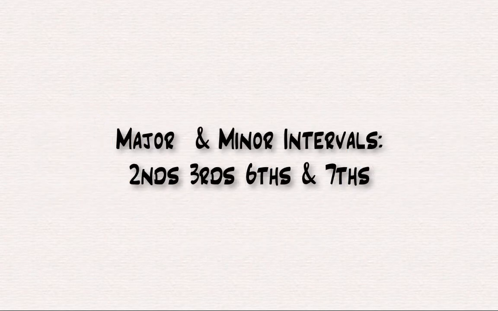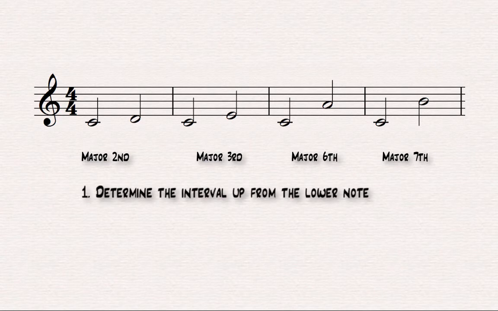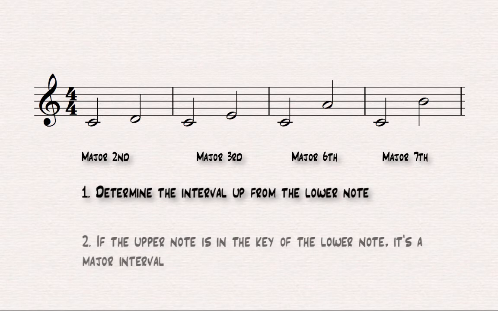So let's take a look at major and minor intervals. Here they all are in the key of C. Major second, major third, major sixth, and a major seventh. So we find the interval number by counting up from the lower note. If the upper note is in the key of the lower note, it's major. If it's a second, a third, a sixth, or a seventh, remembering fourth and fifths are perfect intervals.